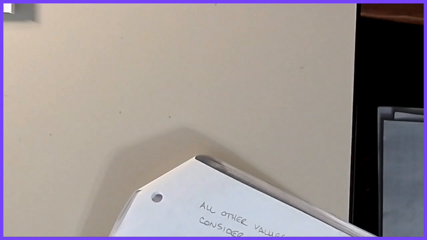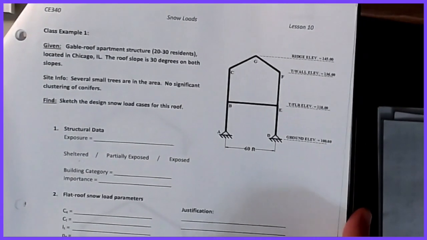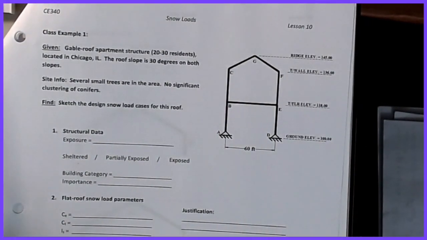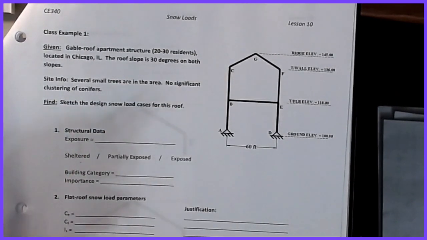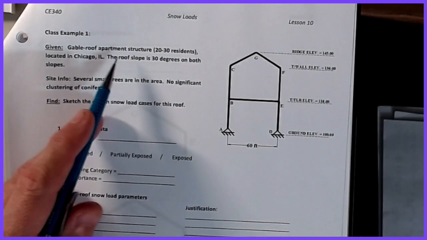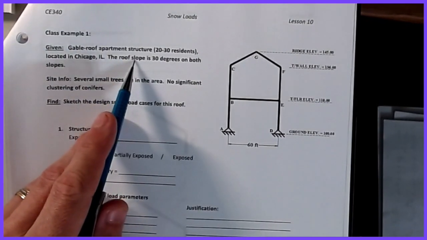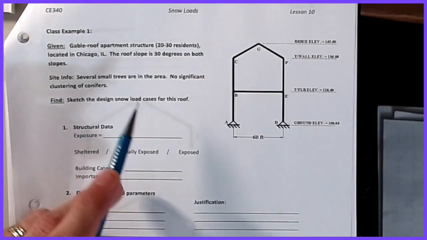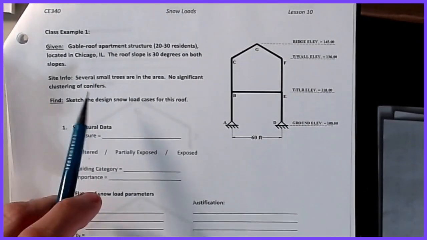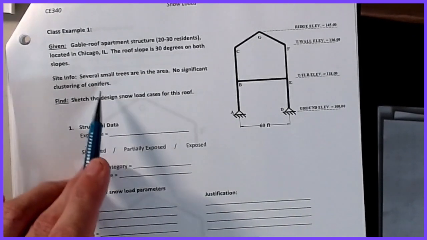All right. So anyway, let me walk you through our packet method. Maybe you have a structure, a gable roof apartment, and we're trying to figure out what the snow loads are that are acting on this roof. Again, the way this works is you have to know the type of structure, you have to know the location. Of course, you need to know the roof geometry. So this roof has 30 degrees. And then some site info, which mentions several small trees in the area, but no significant clustering of conifers.